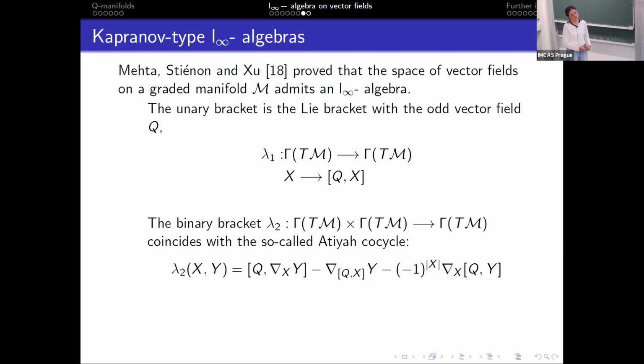Not actually exactly, because the Jacobi is not satisfied and you're expanding to something like this. Yes, I think so. Okay.